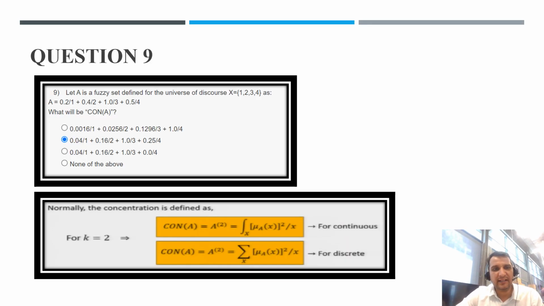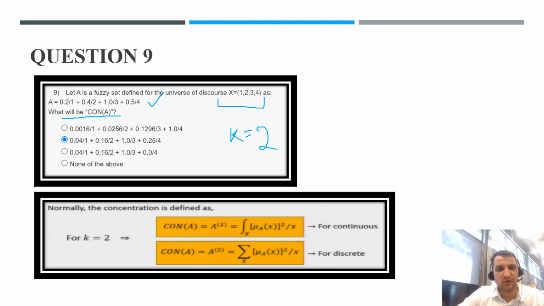So the question will be like this: let A be a fuzzy set defined over the universe of discourse X equal to 1, 2, 3, 4, and this is the fuzzy set: 0.2, 0.4, 1 and 0.5. What will be the concentration of A? We just have to square that particular membership value, because in case of concentration, the value of K is equal to 2.